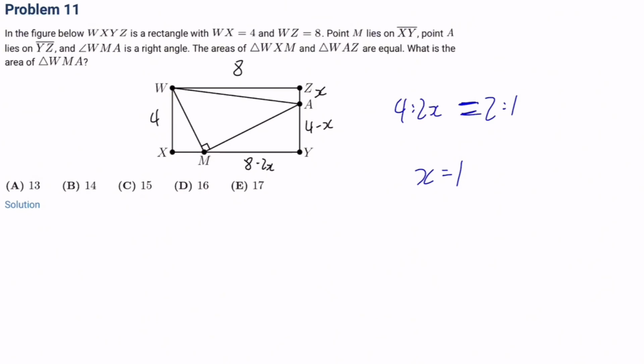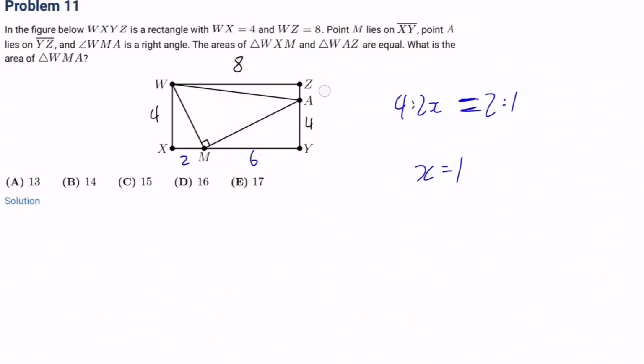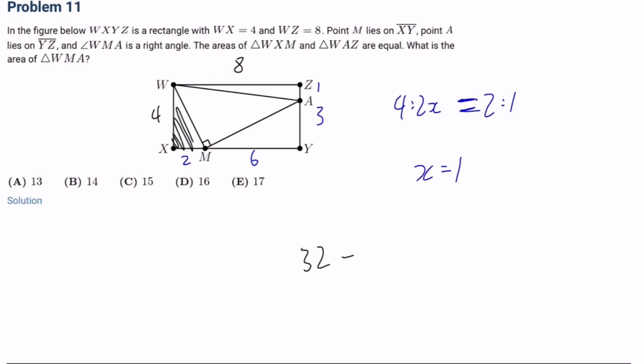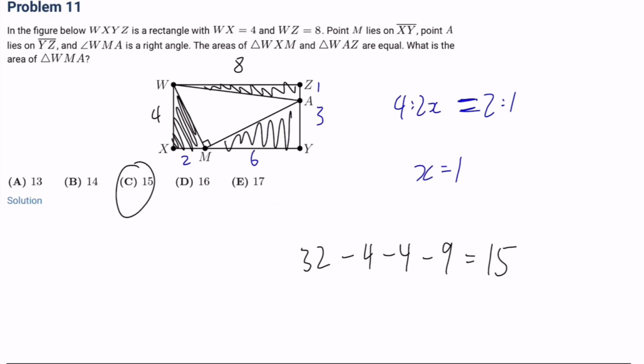Since x is 1, we know that this is 2, this is 6, and these two are 1 and 3. So for WMA, we can just take the full rectangle and subtract 3 triangles, right? The whole thing is 4 times 8, so it's 32, minus this triangle is 4, minus this triangle is 4, minus that triangle, it's 9, right? So that's going to be 15, it's C.